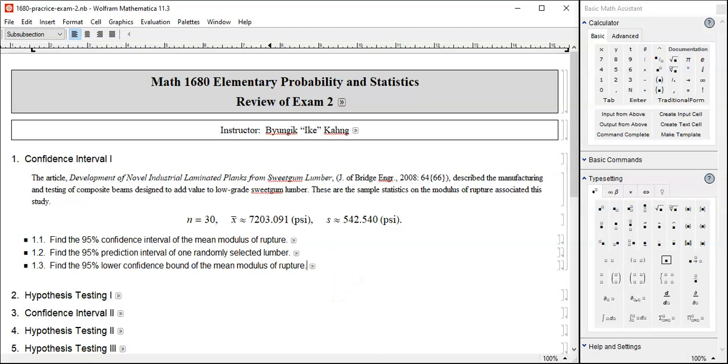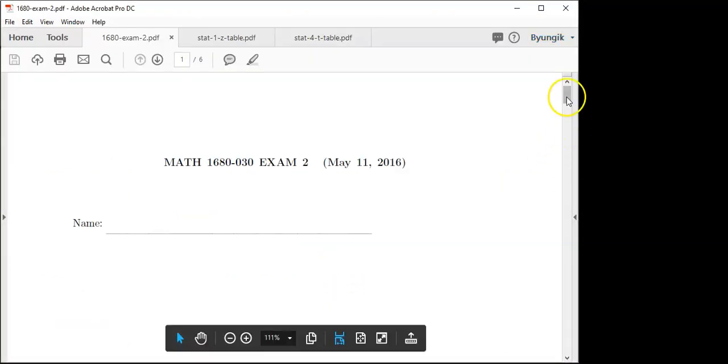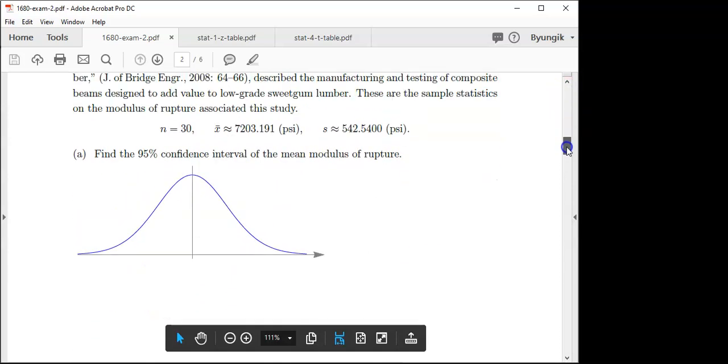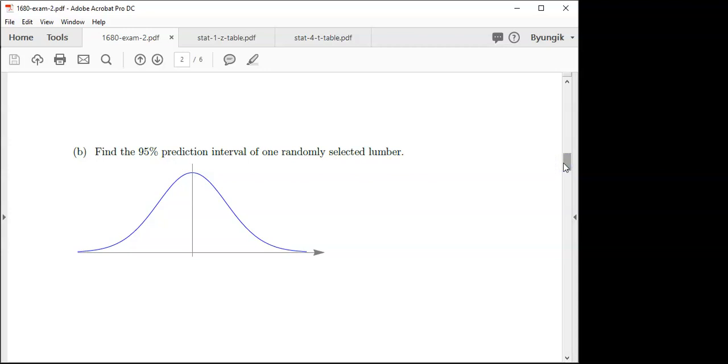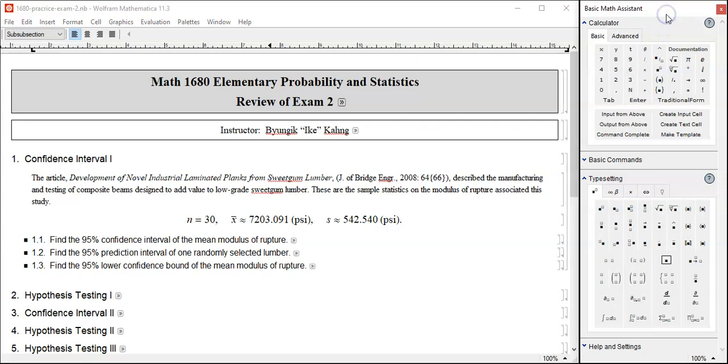By the way, if you go over to the original problem set, you don't see that here. I wrote 95% confidence interval for the mean, and 95% prediction interval for one individual. For confidence bound, I didn't write it in the original exam problem. That's because exams are always bounded by a certain time, but this is a review session. I don't have to be bounded by that, so let's do the lower confidence bound.